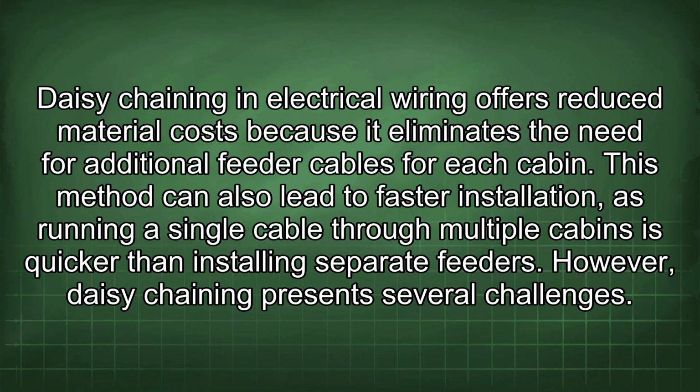Daisy chaining in electrical wiring offers reduced material costs because it eliminates the need for additional feeder cables for each cabin. This method can also lead to faster installation, as running a single cable through multiple cabins is quicker than installing separate feeders. However, daisy chaining presents several challenges.